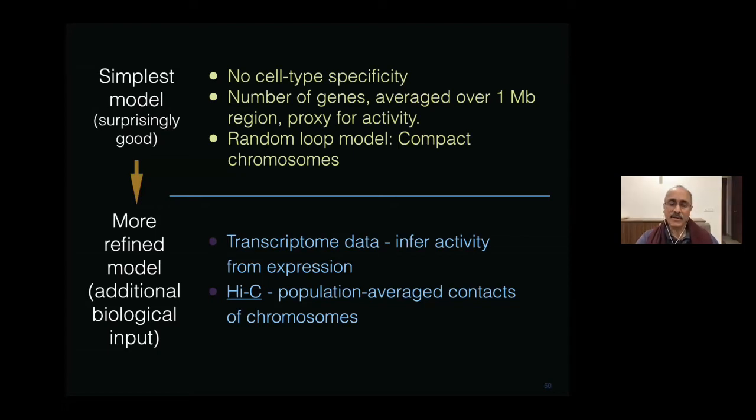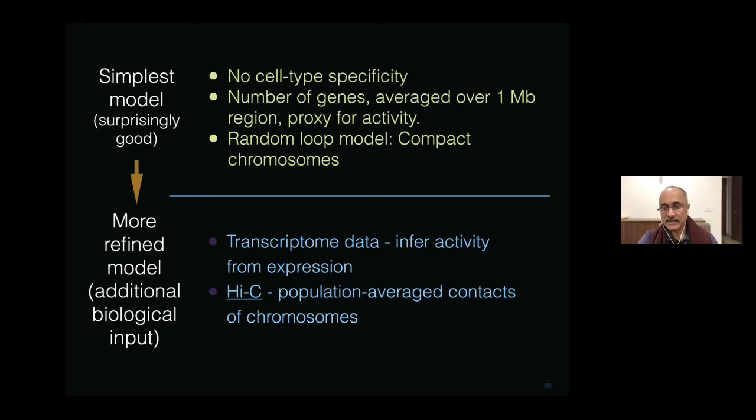So the simplest model that I told you about had no cell type specificity. The number of genes averaged over a 1 MB region was a proxy for activity. And we used a simple model for how chromosomes interact with the shapes of chromosomes, which is called the random loop model, which is sufficient to generate compact chromosomes.